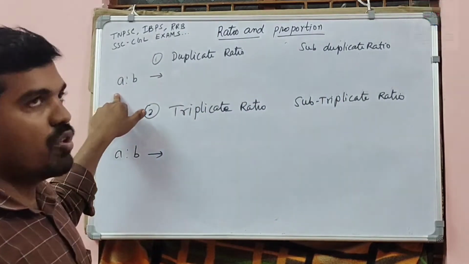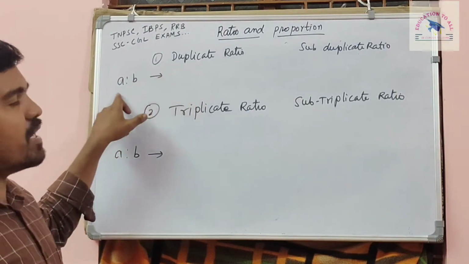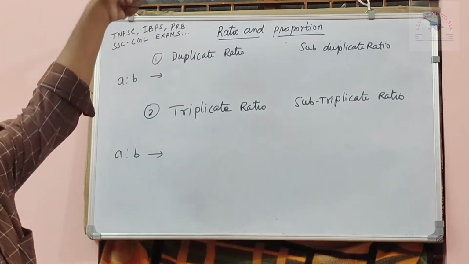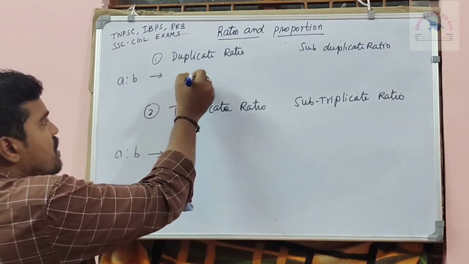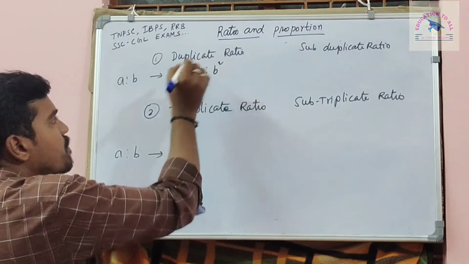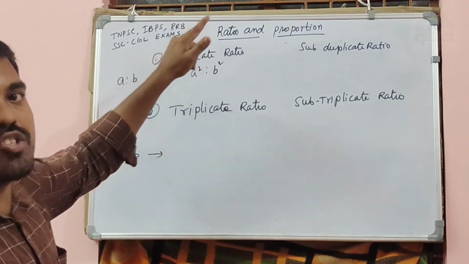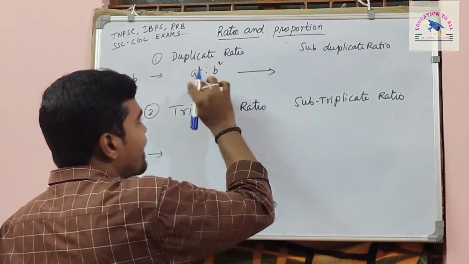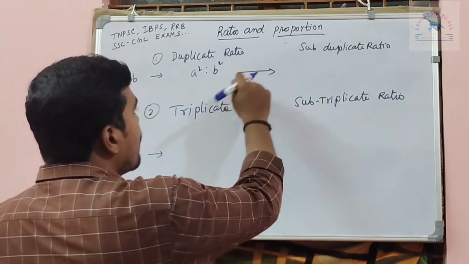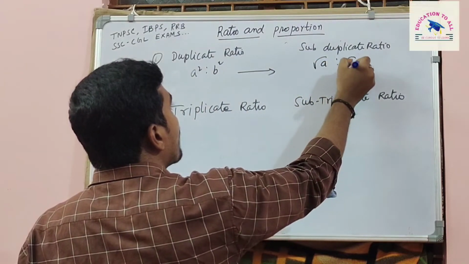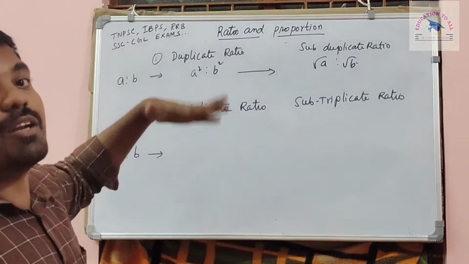So duplicate ratio. If A is to B is one ratio, okay, what is the duplicate ratio of A is to B? You have to square it. Then duplicate ratio is nothing but A square is to B square. A square is to B square is the duplicate ratio of A is to B. Next, what is its subduplicate ratio? So square root of A is to square root of B is called the subduplicate ratio of A is to B. Let me take one example.